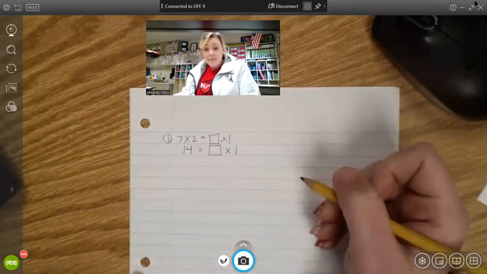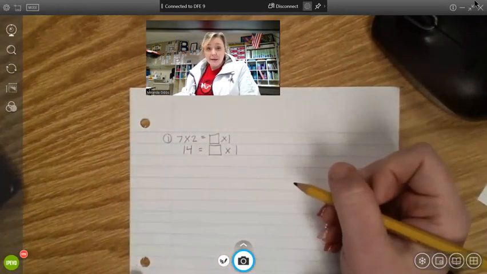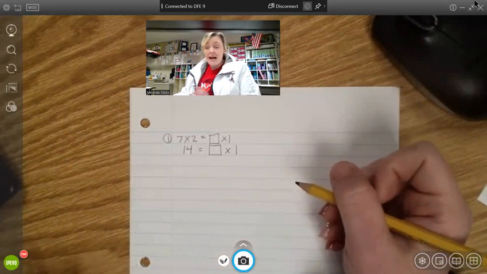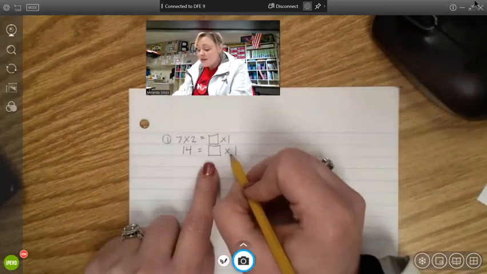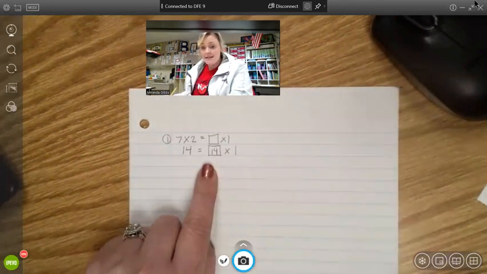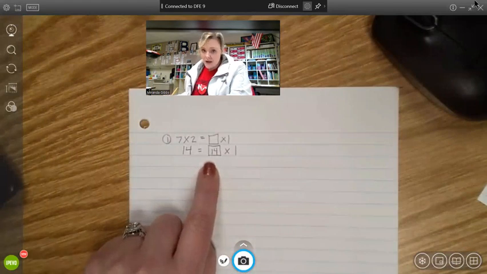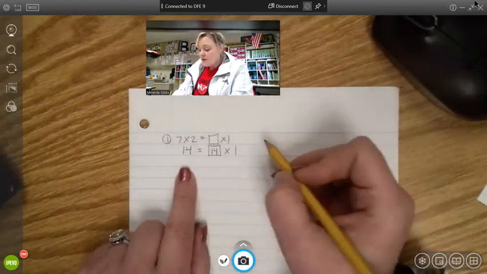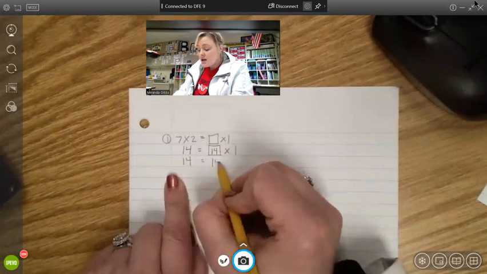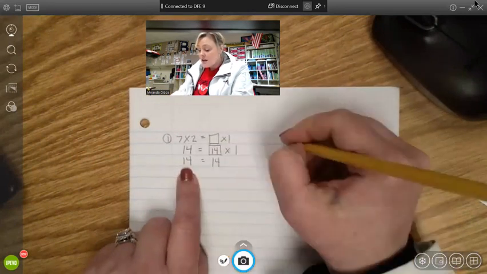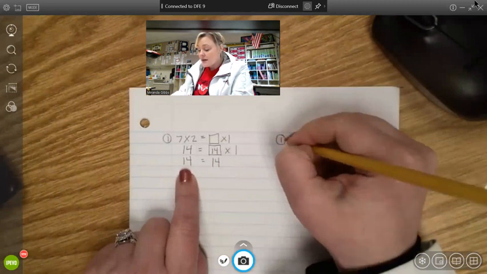The identity property tells us that any number multiplied by 1 is equal to itself. So 14 is the same as 14 times 1. All right, so that makes this equation true. 14 is equal to 14. So on your paper for number 1, you should have put the answer 14.